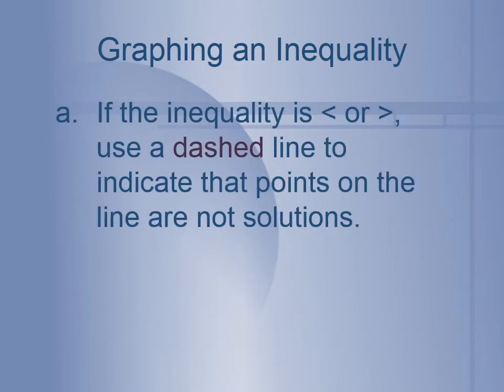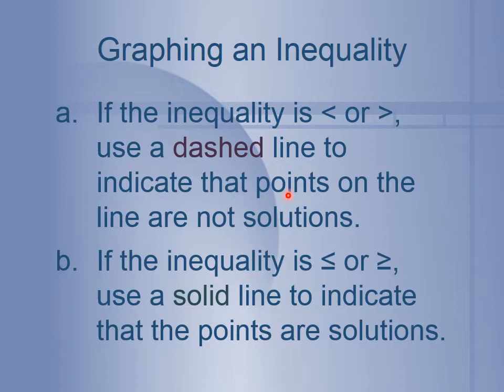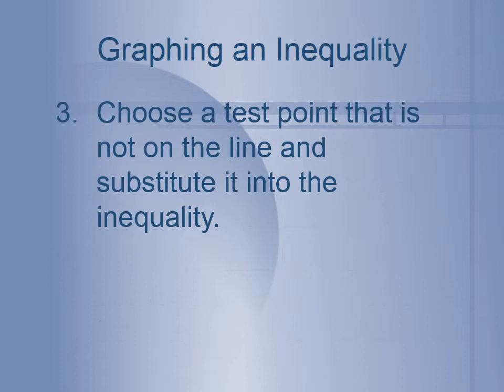Step 3 is where it gets different. So there's two cases. Case A, if you have a less than or greater than, you're going to use a dashed line because it doesn't actually include the line. However, if you have less than or equal to or greater than or equal to, it could be equal to the line. So you're going to go ahead and use a solid line like normal. So those are our two cases.